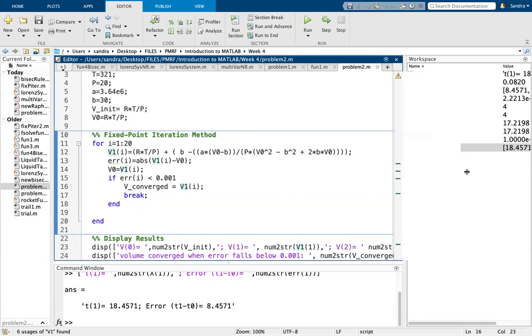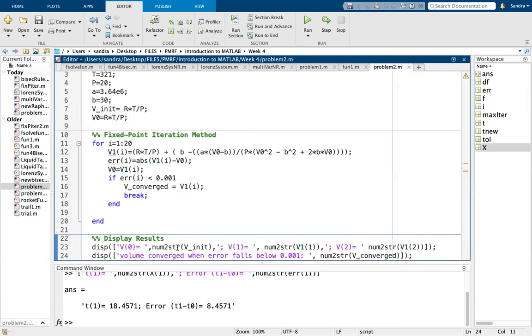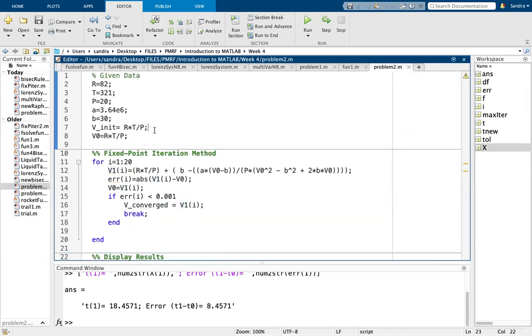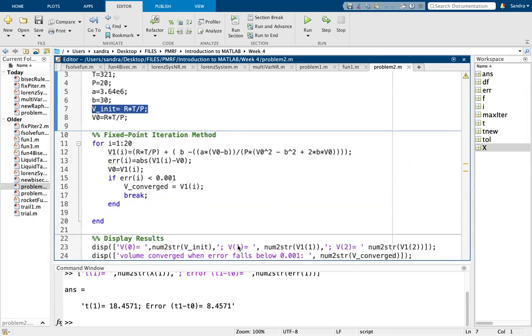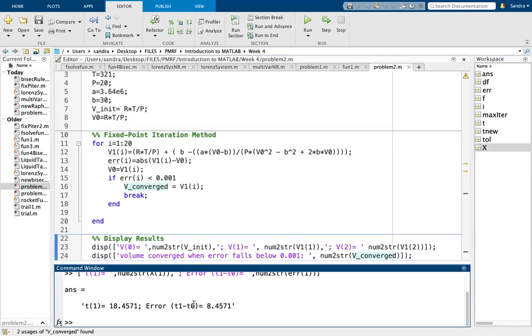Here the outputs I need are: V0 is num2str of Vint, that is RT by P. Then V1, I am storing all the V values in this variable V1, so at every iteration the value will be stored. That is the first entry here, and V2 is the second entry here. The volume I get after convergence, I am saving here as the final volume, V converged. So let me just run the loop.